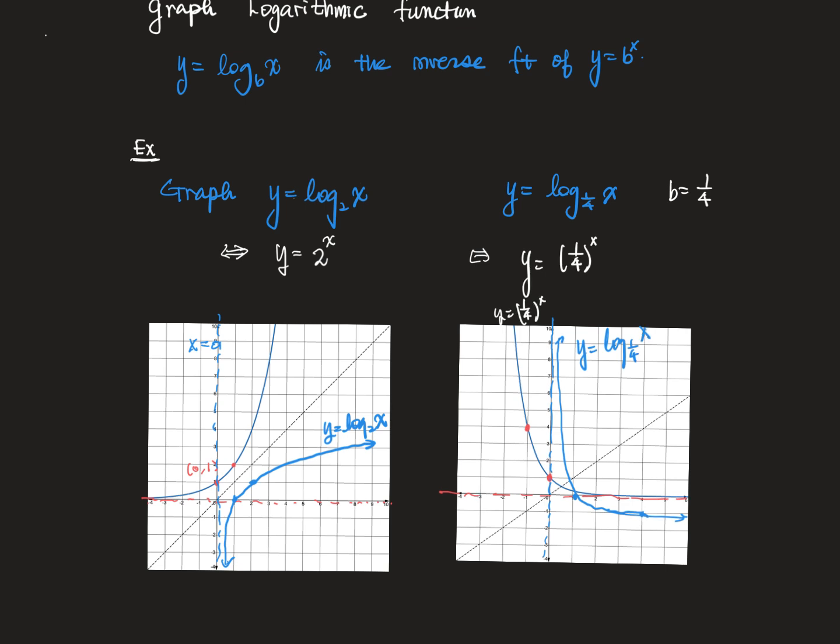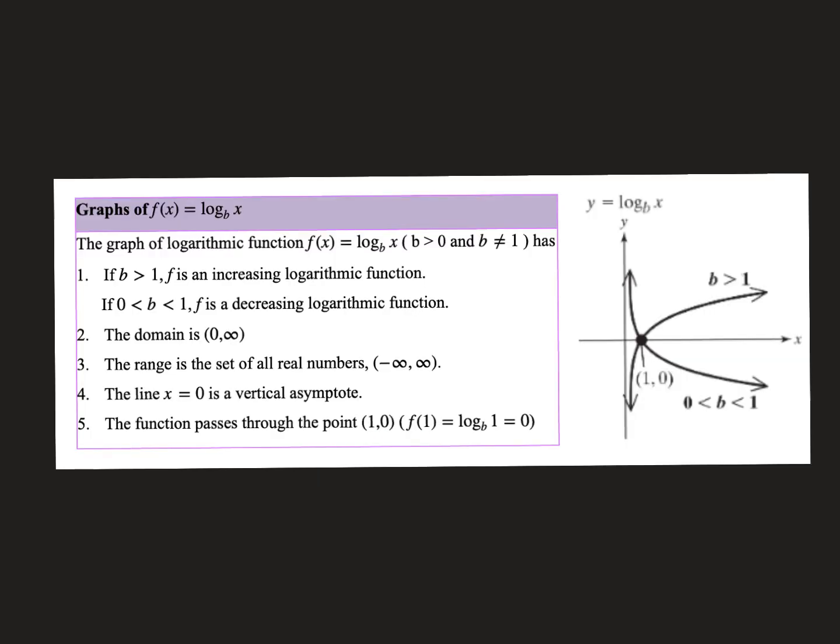Okay, so you're going to see the characteristics of the two logarithmic functions right here, guys. Let's summarize the function graphs. If the base is greater than 1, that's an increasing function. If the base is between 0 and 1, it's a decreasing function. The domain is very important in a logarithmic function.